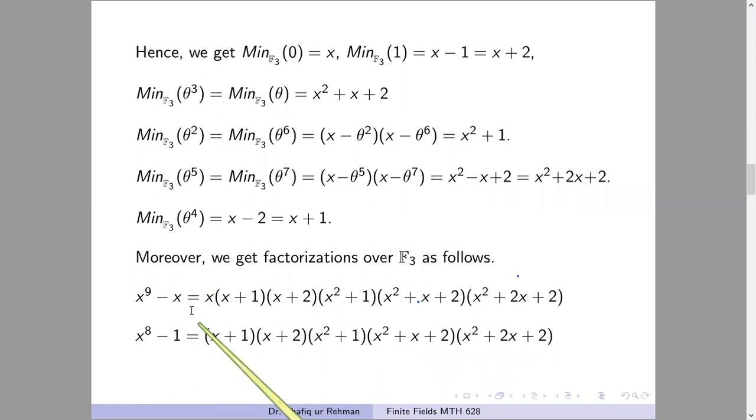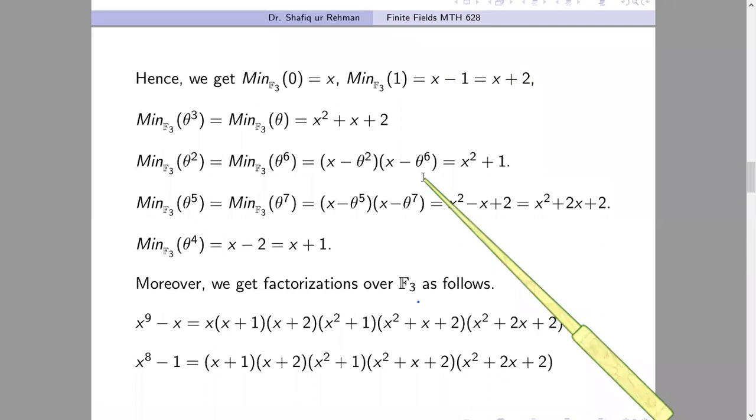So here, if we cancel x from both sides, we can obtain the factorization of this polynomial x minus x power 8 minus 1 over the field F3. All these factors are in the polynomial ring over the finite field F3. And so this is the procedure of how to use the minimal polynomial of the primitive element and find the minimal polynomial of the remaining elements.